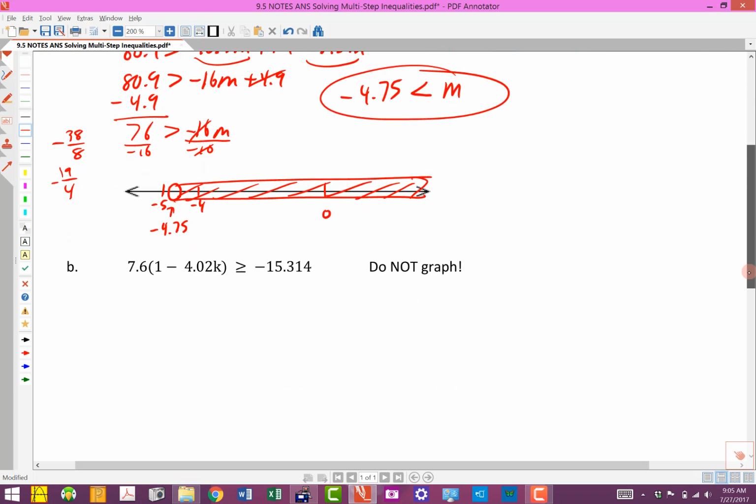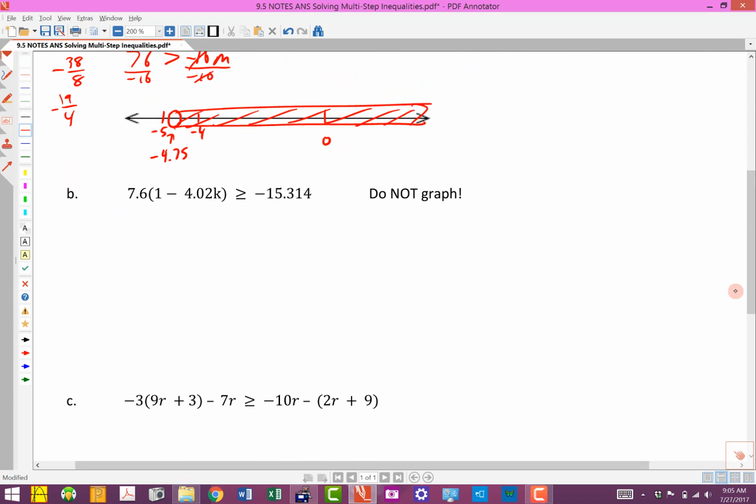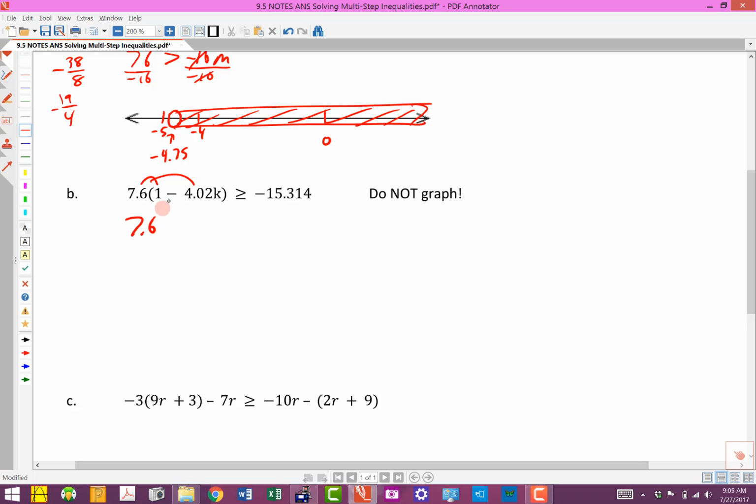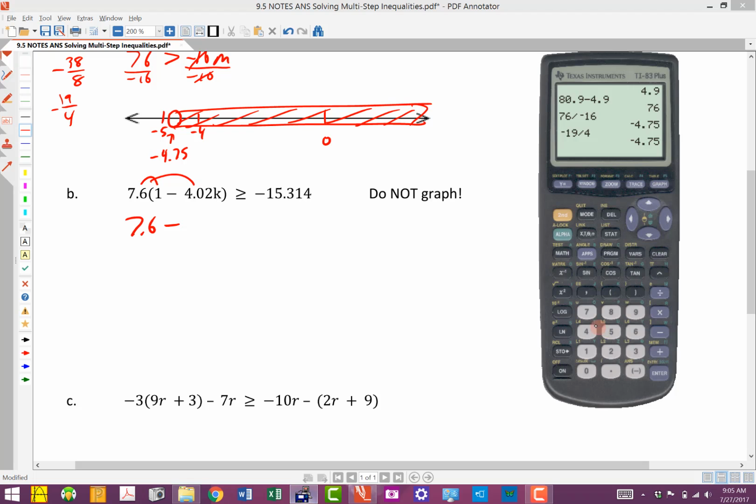You'll notice on the next one, on B, it says do not graph, so that's kind of good news. Let's go ahead and distribute here. Gosh, some ugly numbers here, but let's see how we can deal with this. Let's see, this is going to be 7.6. And then this is going to be negative, and let's see what 7.6 times 4.02 is. I've got that typed there the right way, so that's 30.552.